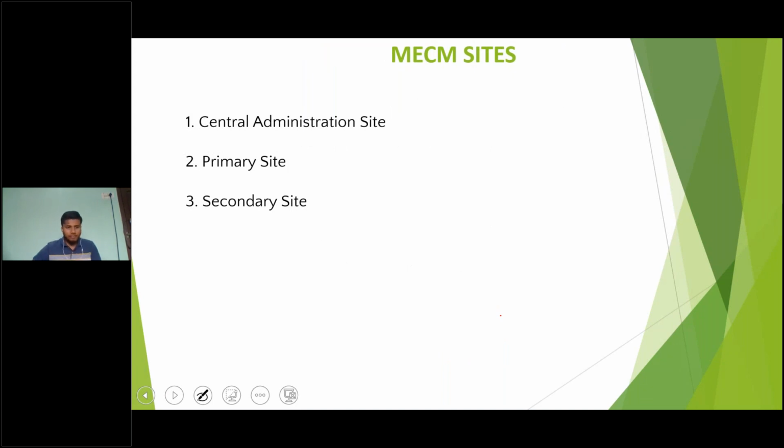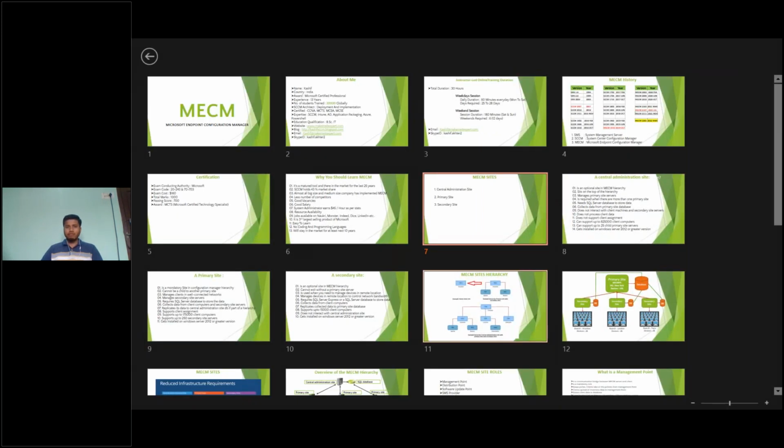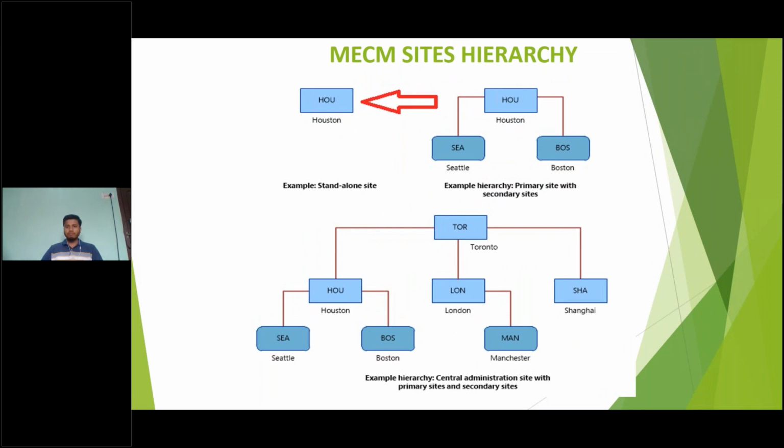Now we have these site servers: central administration site, primary site, and secondary site. These are the three site servers in SCCM. We will discuss these site servers in great detail from tomorrow onwards, probably from Monday itself. So central, primary, and secondary, these are the three sites. I will discuss later on what these site servers are. Now I'll give you the pictorial understanding of these site servers.